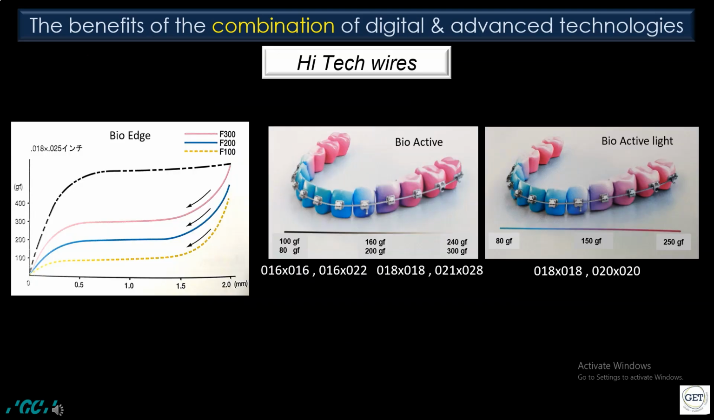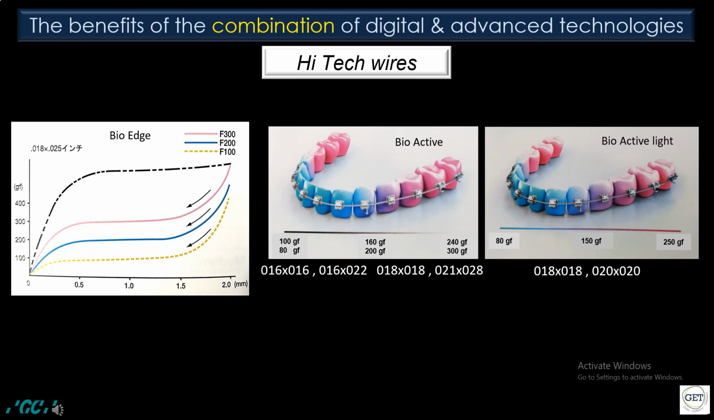The new high-tech wires present excellent physical properties and accuracy. The bioactive wire is a biological thermal activated wire. It presents three areas of force, according to the group of teeth: smallest force on anterior teeth, presenting the smallest root surface; moderate on the canine premolar area teeth; and the highest at the molar area.